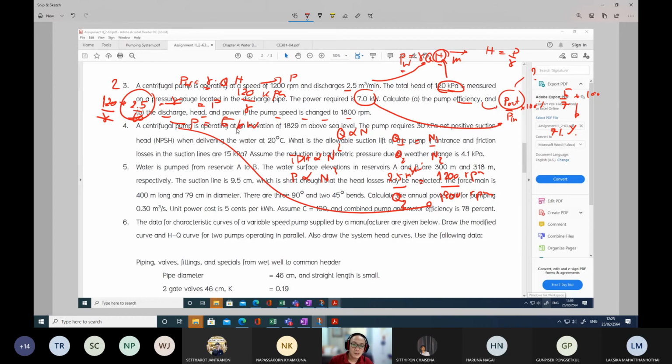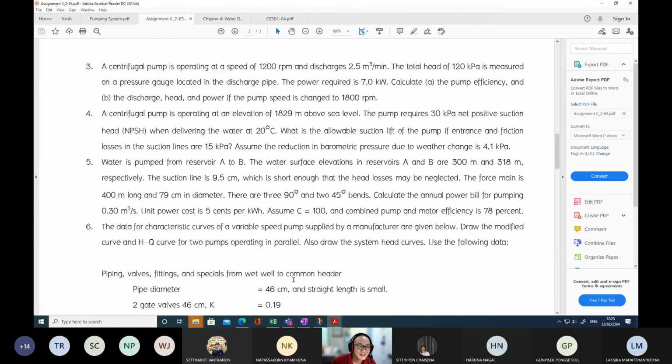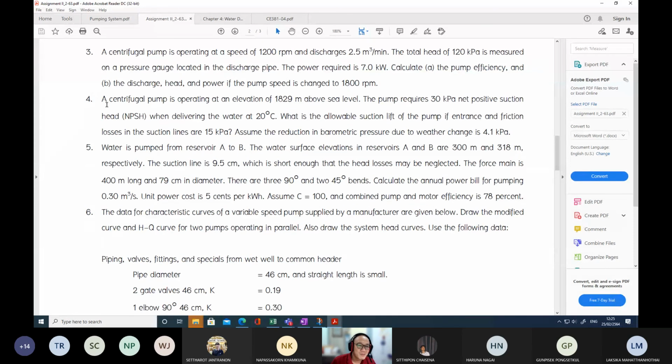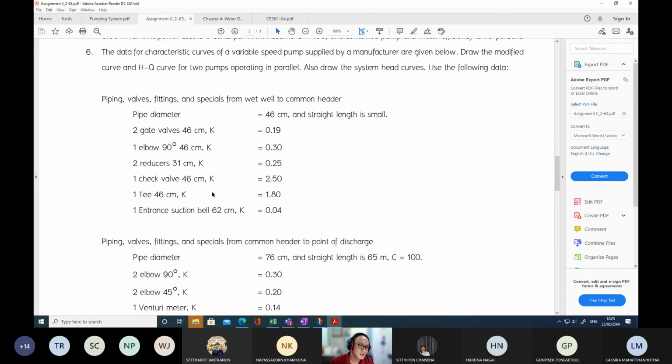So when we operate the pump at the speed 1800 RPM. Okay, so this is the first question, and the first question is related to the pumps. Question number 4 is about the NPSH. Question number 6 is interesting. You have to establish the HQ curve.